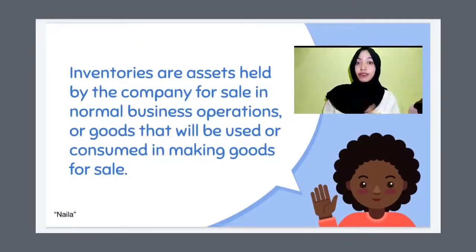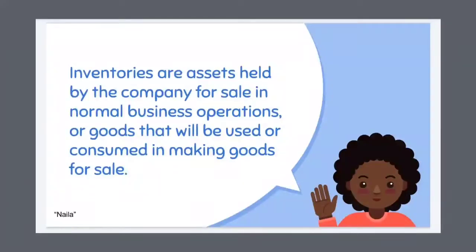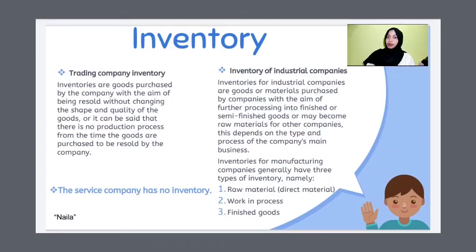What is inventory? Inventory are assets held by the company for sale in normal business operation, or goods that will be used or consumed in making goods for sale. And then I will explain about kinds of inventory. The first is inventory in a trading company.